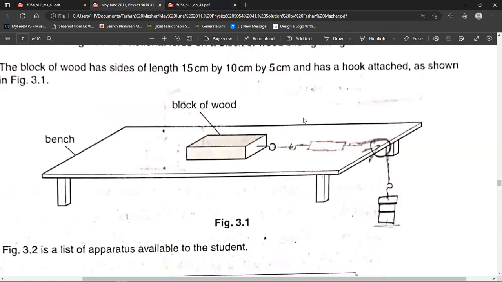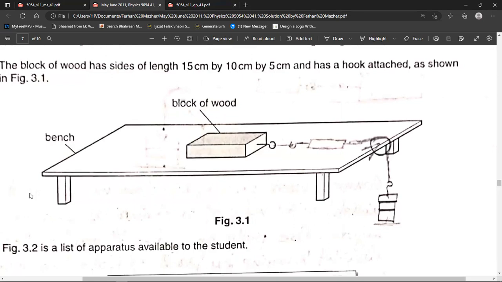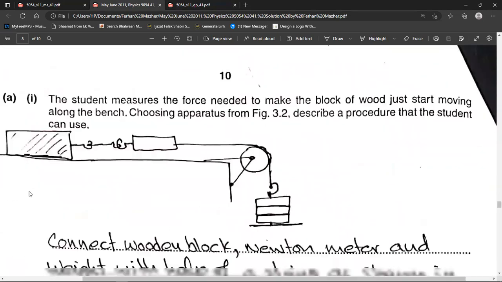So here I have tried to make that diagram. So this is that wooden block. With the help of the string, I have connected here this Newton meter, and that string is passing on a pulley. And then I have put a hook here, and you can see I have added weights here. So that is how you will do this.